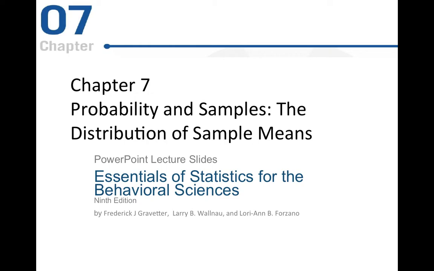So Chapter 7, although it may seem very new and different, I hope by the end of this lecture you recognize that it really parallels what we did in Chapters 5 and 6. All we're doing is taking that information and applying it to sample means instead of individual scores. We'll go over all of this. The one consideration is using standard error instead of standard deviation. We'll talk about that.